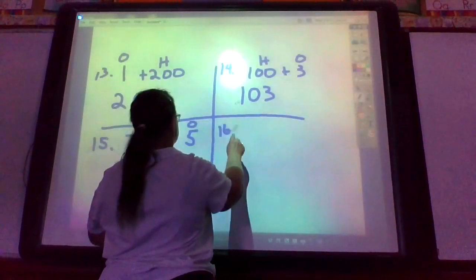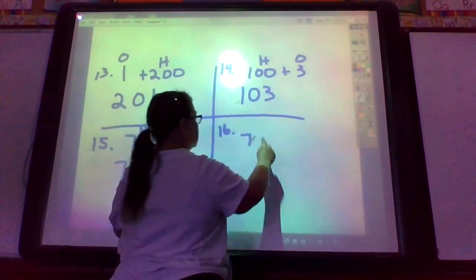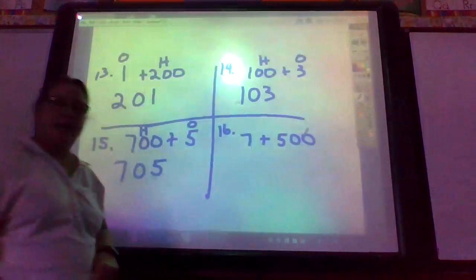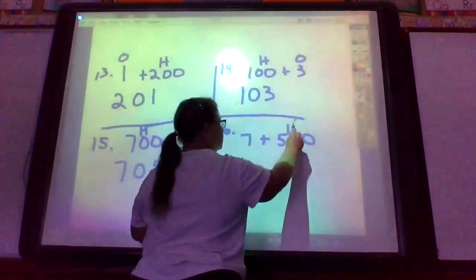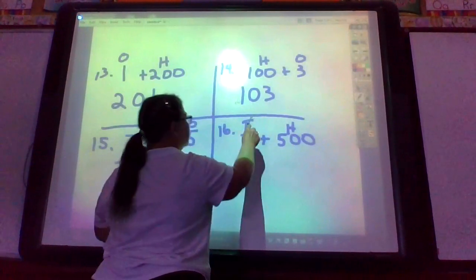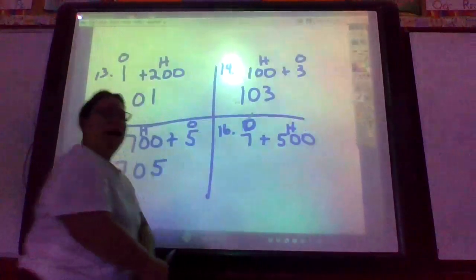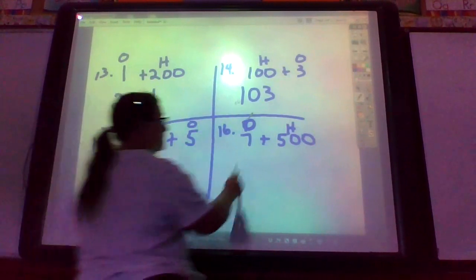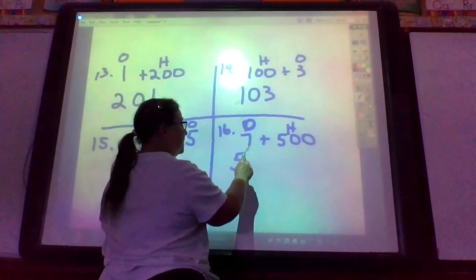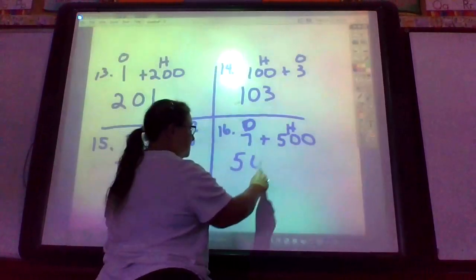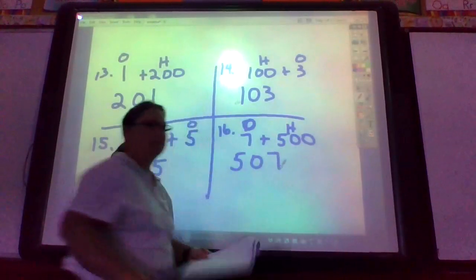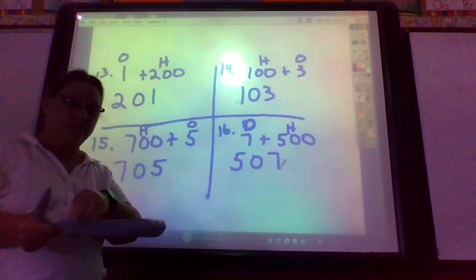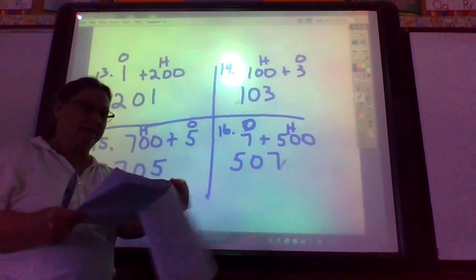This is the last one. 7 plus 500. Let's label them. Here's my hundreds. Here's my 10. Or I'm sorry, here's my ones. I don't see any tens. My tens would have a 0. I have 5 hundreds, 0 tens, and 7 ones. 507. Okay?